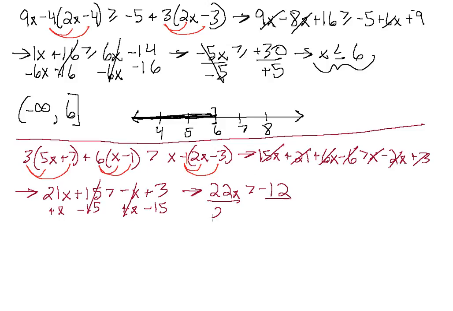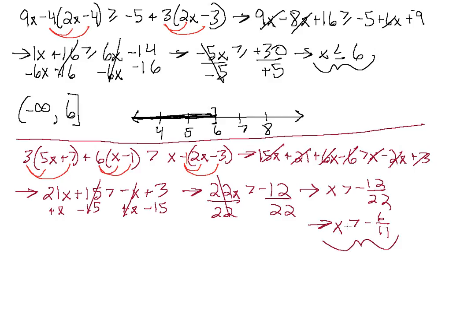Let's go ahead and divide both sides by a positive 22, which cancels those two terms, just leaving us with x is greater than a minus 12 over 22. Let's go ahead and write it in simplest terms. So x is greater than, if we factor a 2 out of the top and the bottom, we get a negative 6 over 11. And this is our solution set.